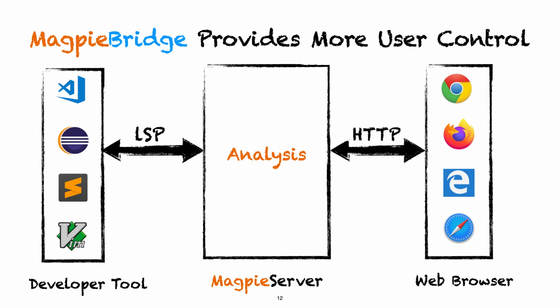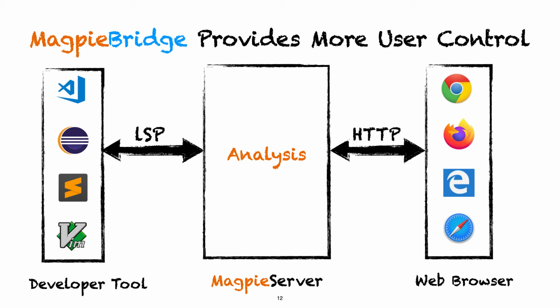Since the first release of MagpieBridge after the ECOOP paper, we received questions about whether MagpieBridge can allow more user control. Some people would like to let the user control the timing when the analysis should be triggered, or even allow interactions between the user and the analysis. Others would like to allow users or developers to configure the analysis by themselves. Now MagpieBridge can fulfill these wishes.